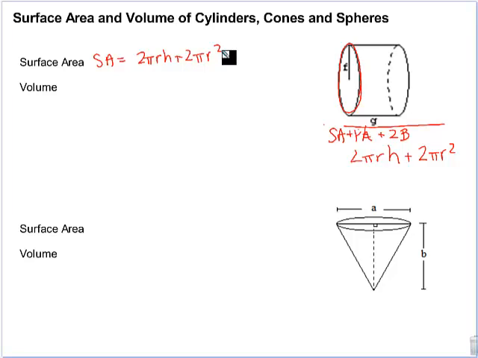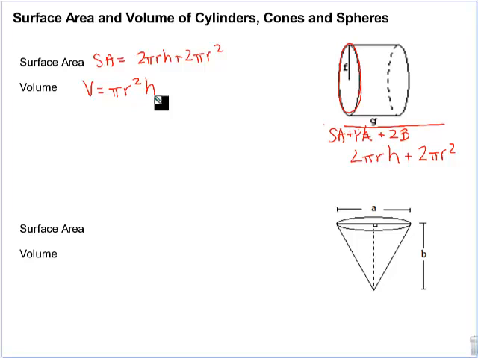Volume is also like a prism, so we take the area of the base times the height. Our area of the base is pi r squared, so we take pi r squared times our height h. In this case, the radius would be f and the height would be g.